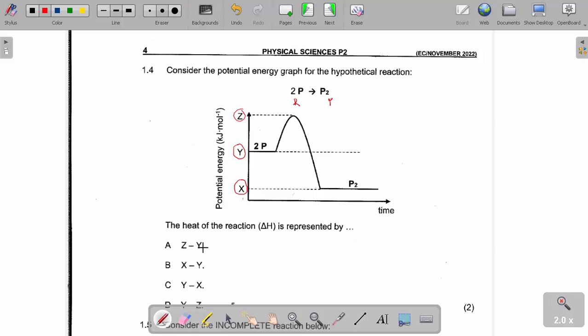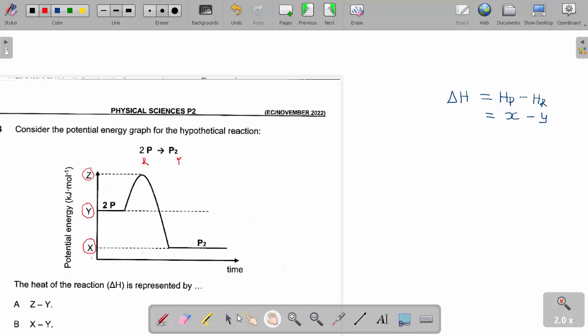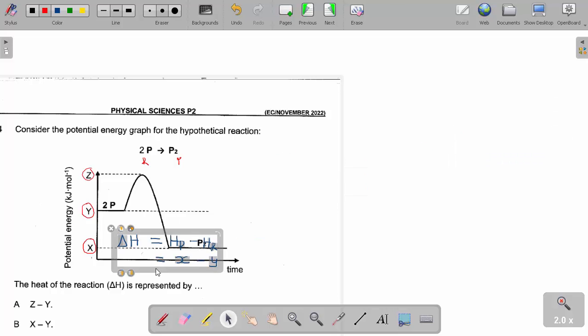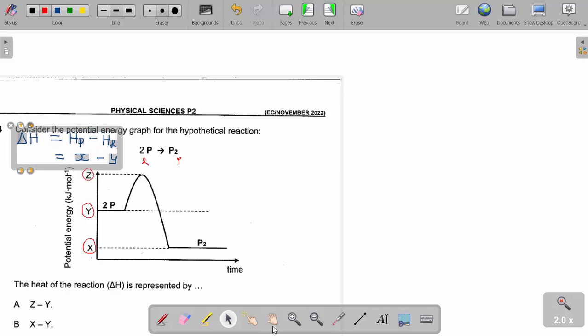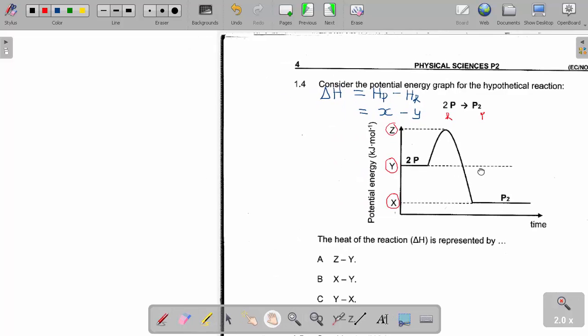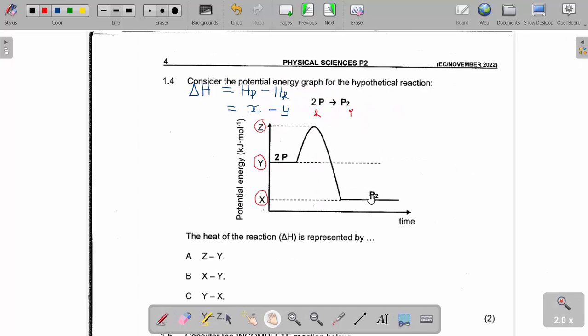What does the question say? The heat of reaction is represented by... please understand that heat of reaction is given by energy for the products minus energy for the reactants. So my answer is going to be energy for the products minus energy for the reactants. Now if you check what we have here, the product is this P2 altogether. This P2 means this X is the energy for the product, so we're saying X minus reactants, which is Y. So the answer is X minus Y here, guys.